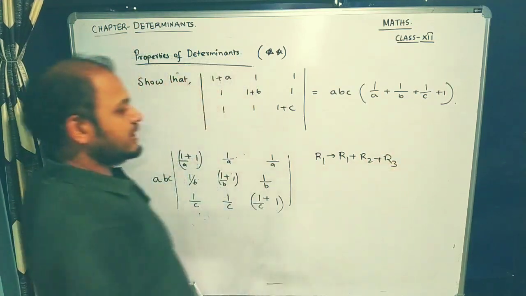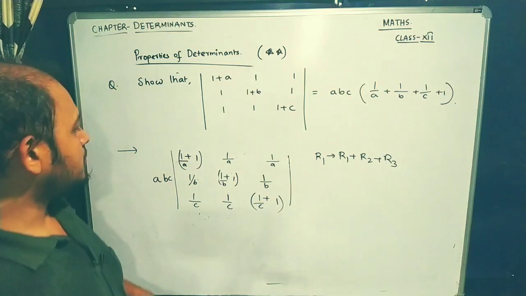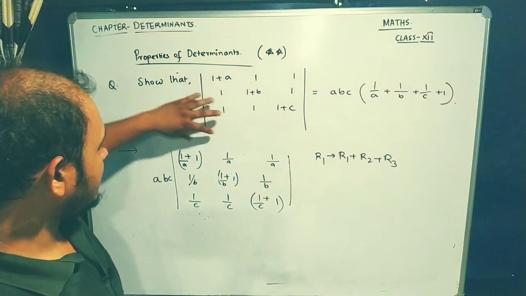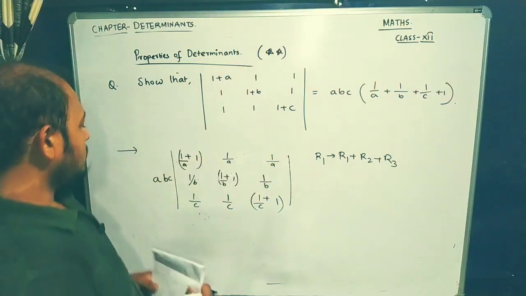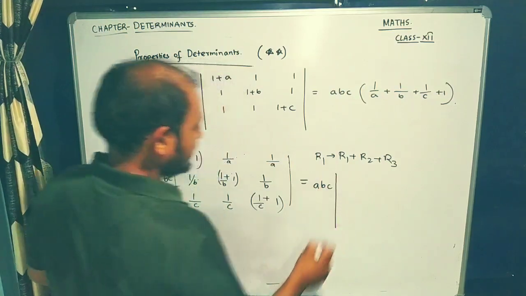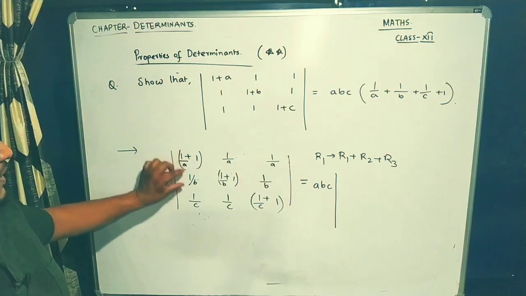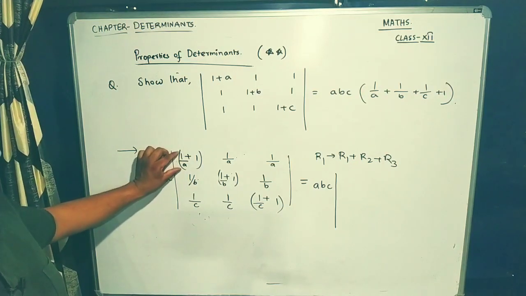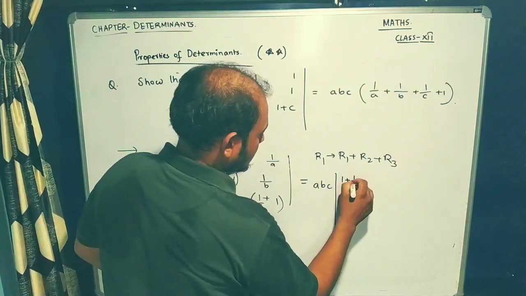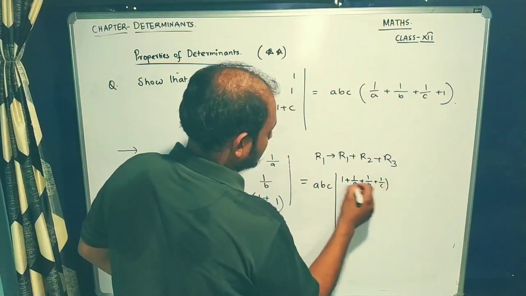I can do that, and that will not change my determinant according to property number 6. According to property number 6, I can add this row with this row, and I can place the result in the first row. So my determinant will become ABC into, the first row is getting changed. First row is this plus this plus this. So 1 plus 1 by a plus 1 by b plus 1 by c. The first element is 1 plus 1 by a plus 1 by b plus 1 by c.